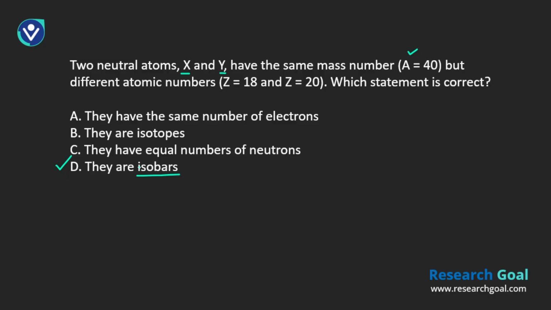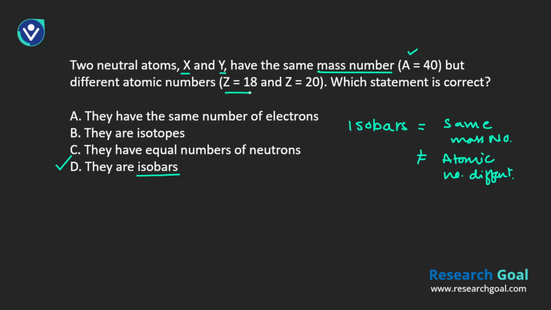Let's understand this option first: what are isobars? Isobars are atoms that have the same mass number, but different atomic numbers. That is the definition of isobar. Here you can see they have the same mass number and different atomic numbers, so it clarifies things. All right, let's see why the other options are not correct.